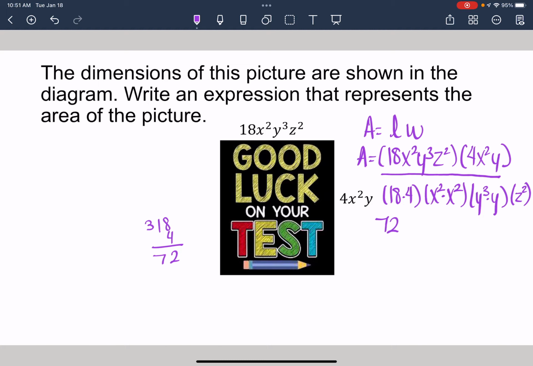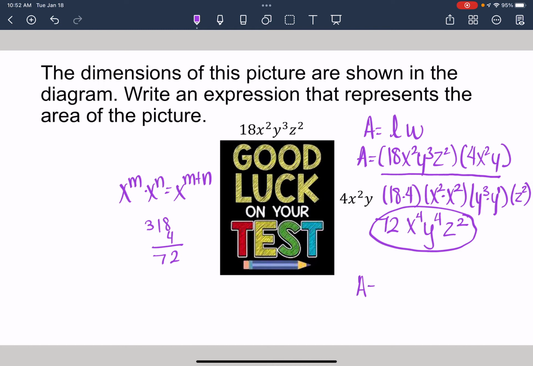X squared times x squared. So remember, when I multiply, if I have x to the m times x to the n, remember that equals x to the m plus n. I add my exponents. So I'm going to need to add the exponents here, so that'll be x to the 4th. Y cubed and y, remember that's a y to the 1, so when I add those exponents, I'll get y to the 4. And the z squared is by itself. And that is your answer. So you would say area equals 72 x to the 4th, y to the 4th, z squared. It doesn't give us the units, so you can just say units squared.